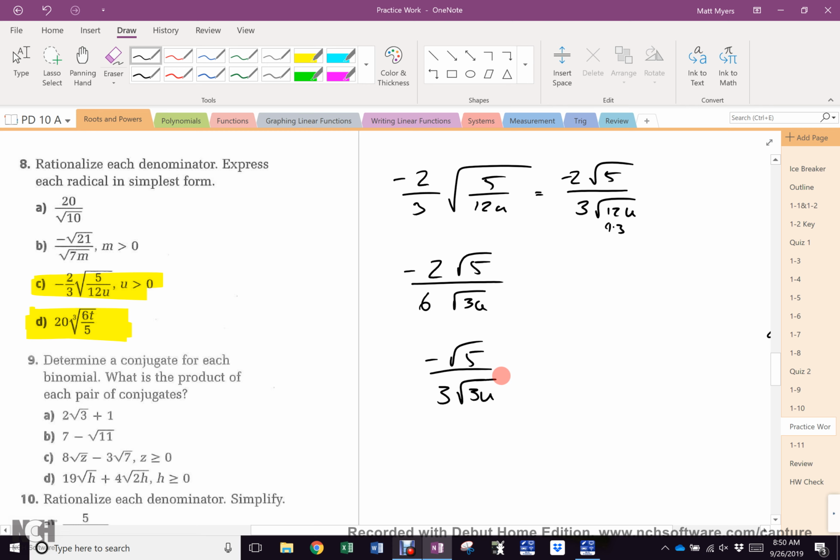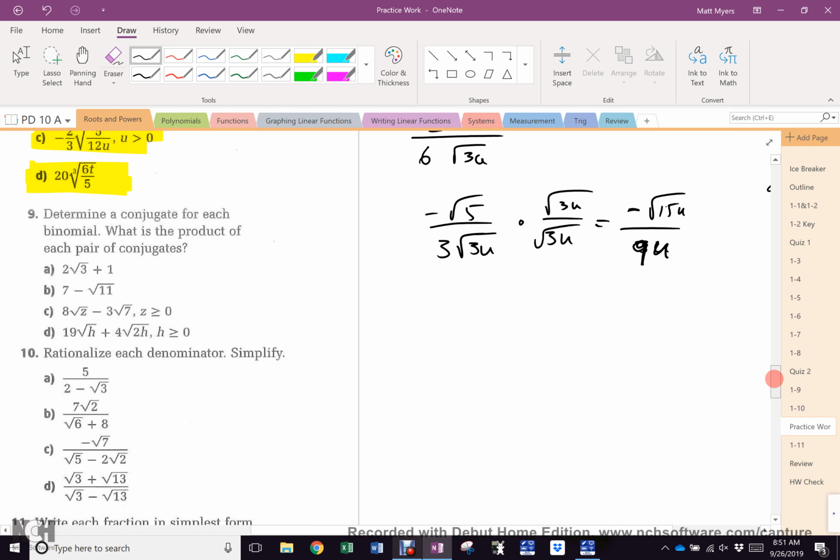Now what do we have that we don't like? Irrational denominator. So I multiply by root 3u over root 3u to get 3u on the bottom and what up top? Oh, sorry. 3 times 3u. So it's 9u. And what do we got up top? Negative root 5 times 3u. 15u. Does that simplify? 15 simplifies? No. 3 times 5. No pairs.